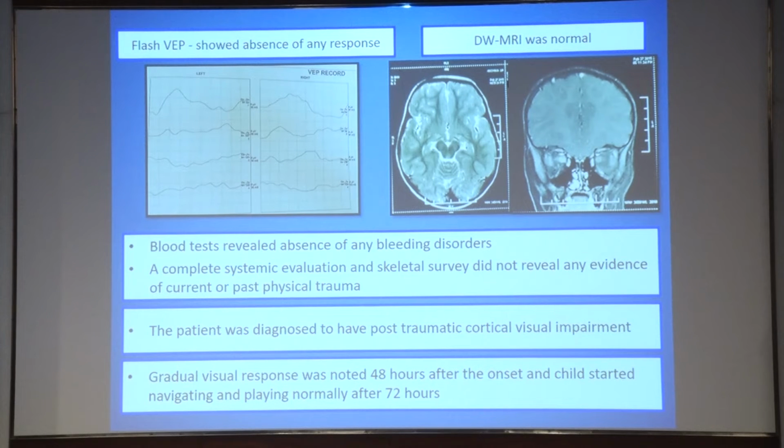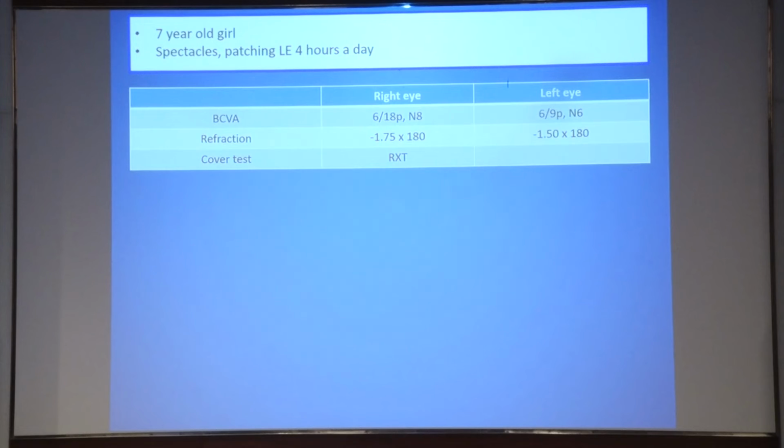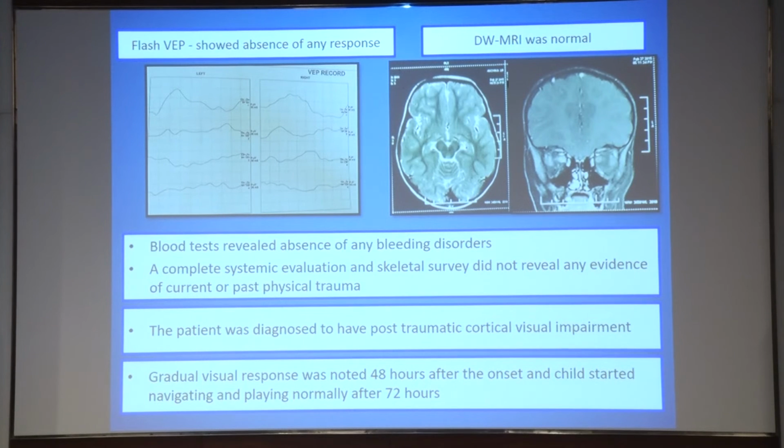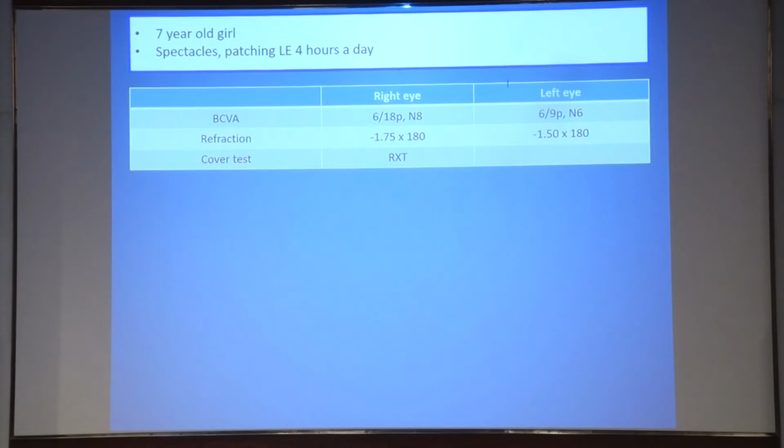Patient was admitted and observed and started showing response in visual acuity after about 2 days and was normal after 3 days. So in this case, I particularly wanted to highlight that when you see retinal hemorrhages, then you really need to do a detailed systemic evaluation, especially looking for old healed fractures.